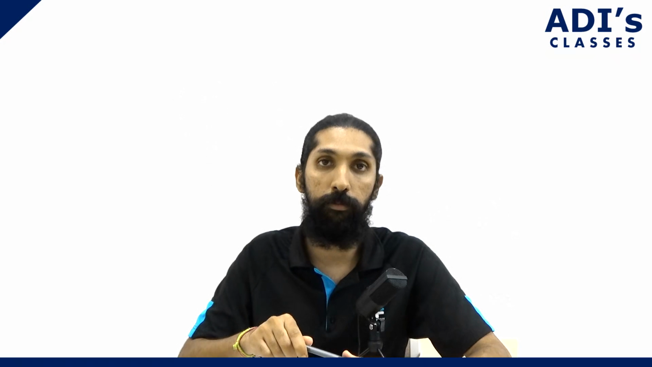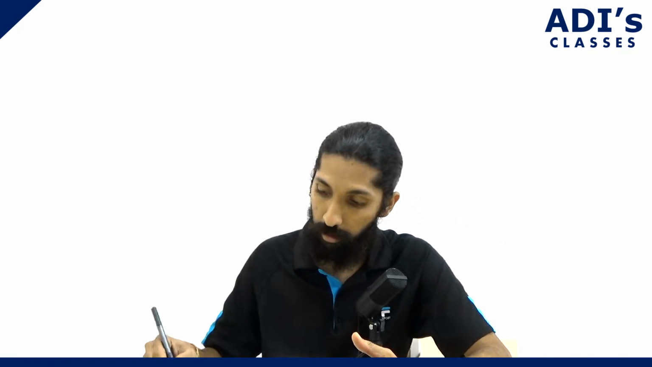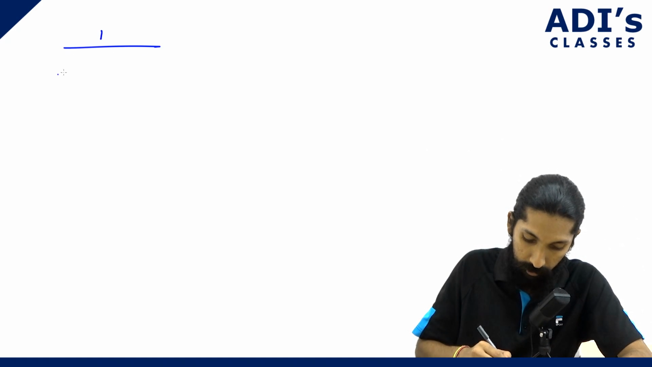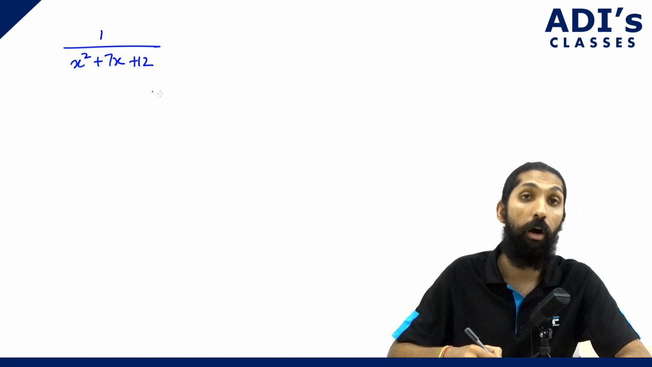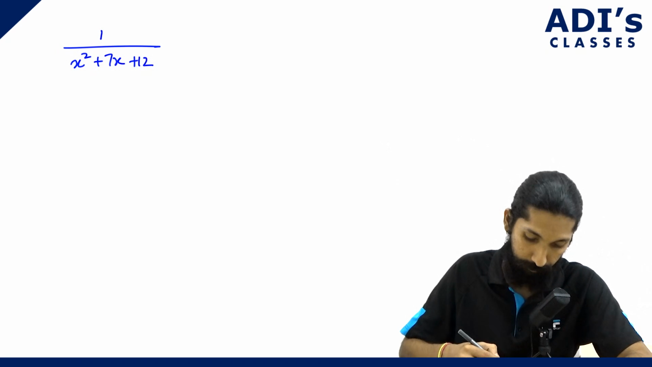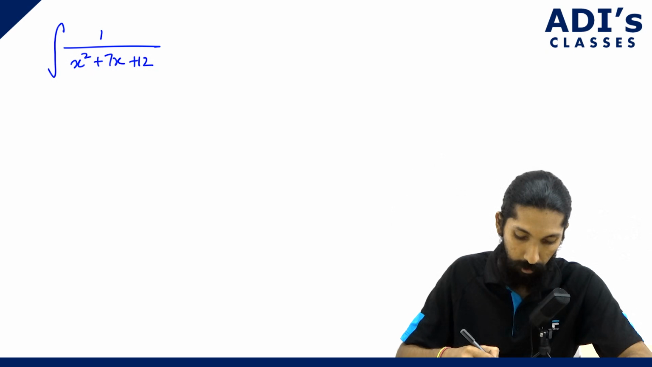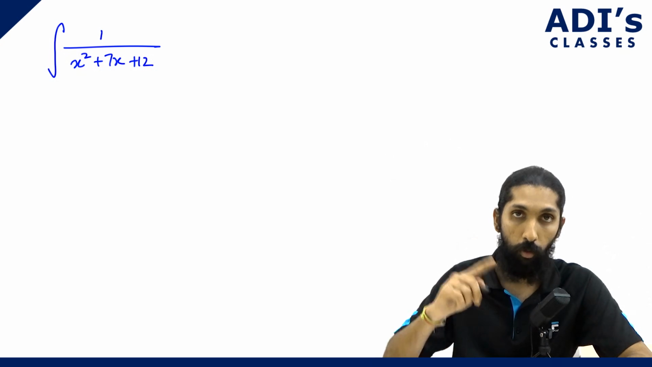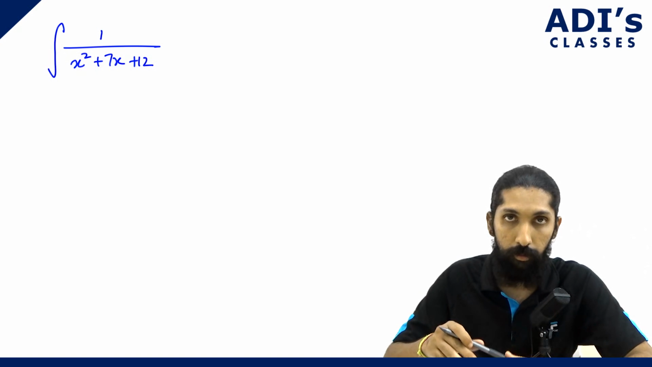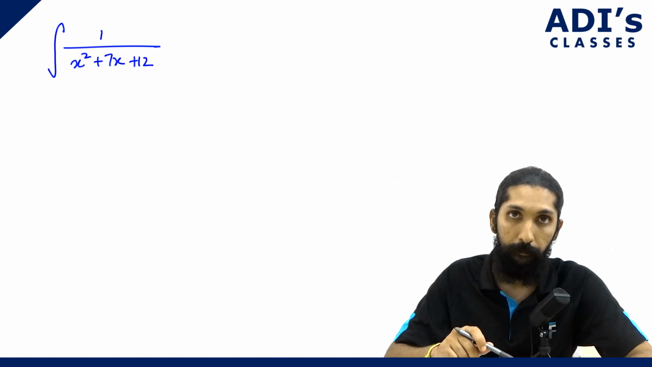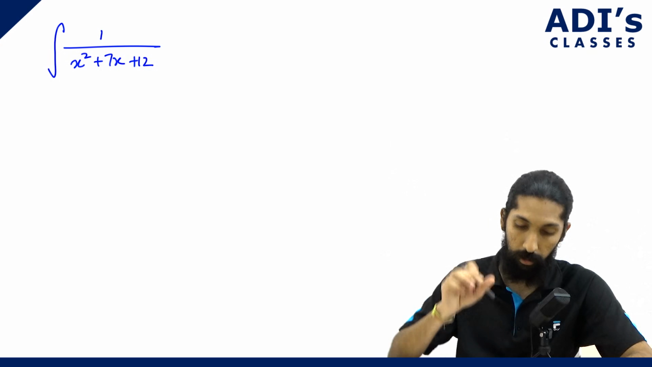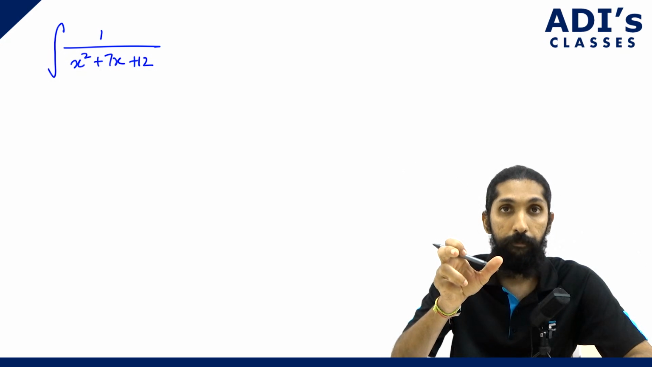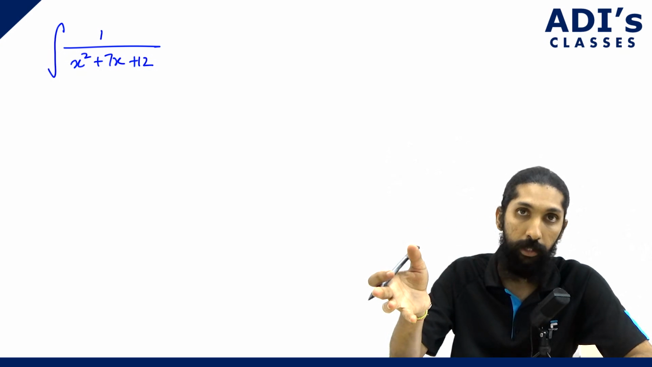into their factor forms. For example, let's say you have 1 divided by x square plus 7x plus 12. Assume this is what you need to integrate. Now we can't directly say (x square plus 7x plus 12) to the power minus 1 and do it in the normal way. That's not possible. So what we do is factorize the denominator.